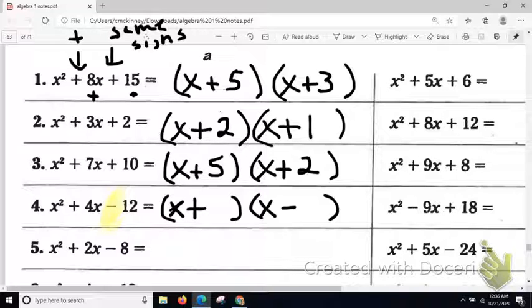6 and 2, and the 6 has to go with the plus sign. Why, might you ask? Because I need it to be a positive 4. So when the signs are different, the bigger of the 2 factors has to match the middle sign. If I put minus 6 and positive 2, then that would be a minus 4 in the middle.